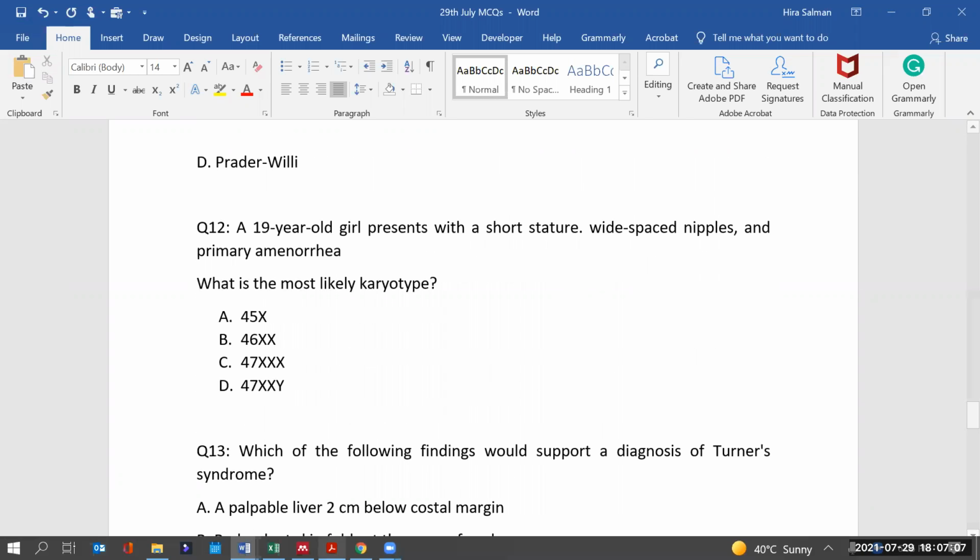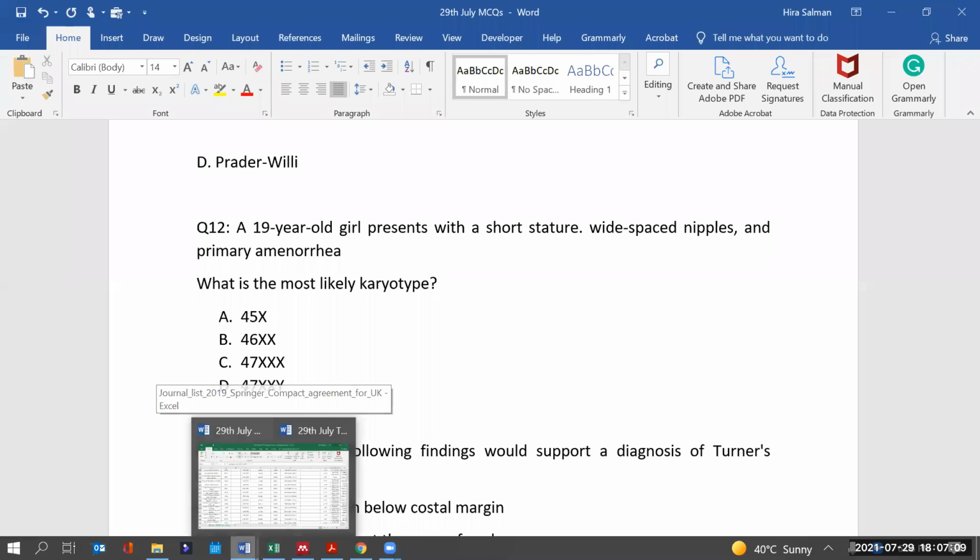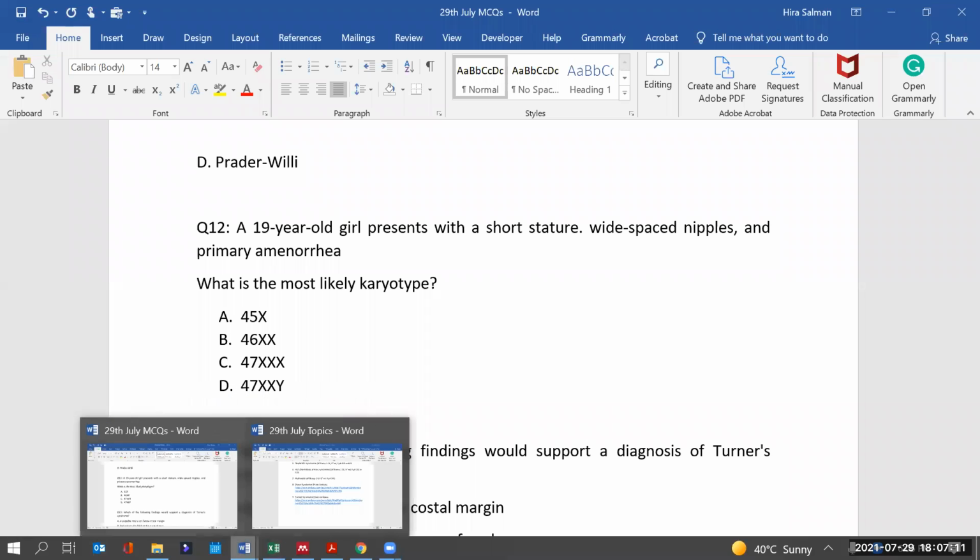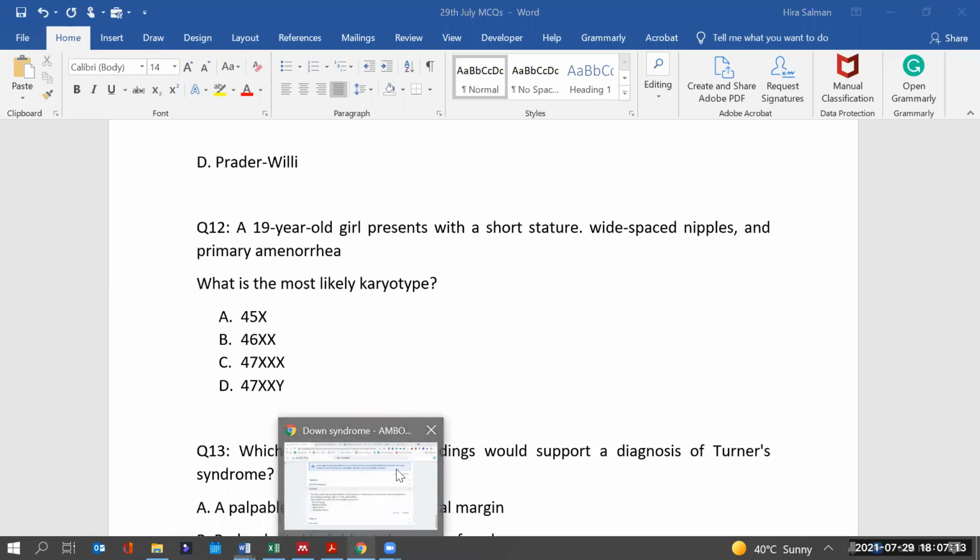Then we have this Turner syndrome. Turner syndrome is actually a female disease and Klinefelter is a male disease. Let me pull this one.